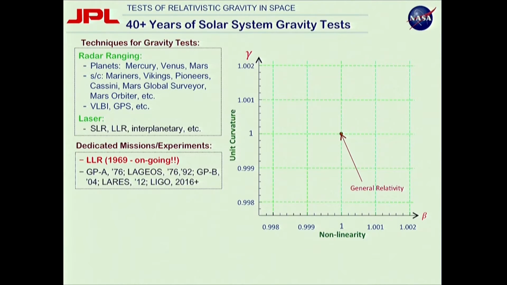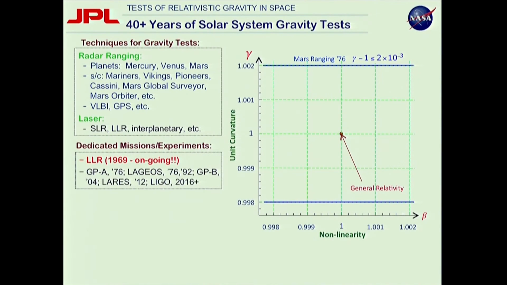In this chart, I show just 2 parameters that were actually proposed by Eddington himself. Parameter beta indicates the nonlinearity of gravitational superposition, and parameter gamma on the y-axis is the curvature of space produced by unit mass. In general relativity, both of those parameters equal 1. So we've done some experiments. In 1976, ranging to the Viking lander confirmed that gamma deviates from unity, from general relativity, by no more than 2 times 10 to the minus 3. Later on, ranging to Mercury constrained that parameter space even further. Looking further, astrometric VLBI constrained it much further. So now it's 10 to the minus 4.